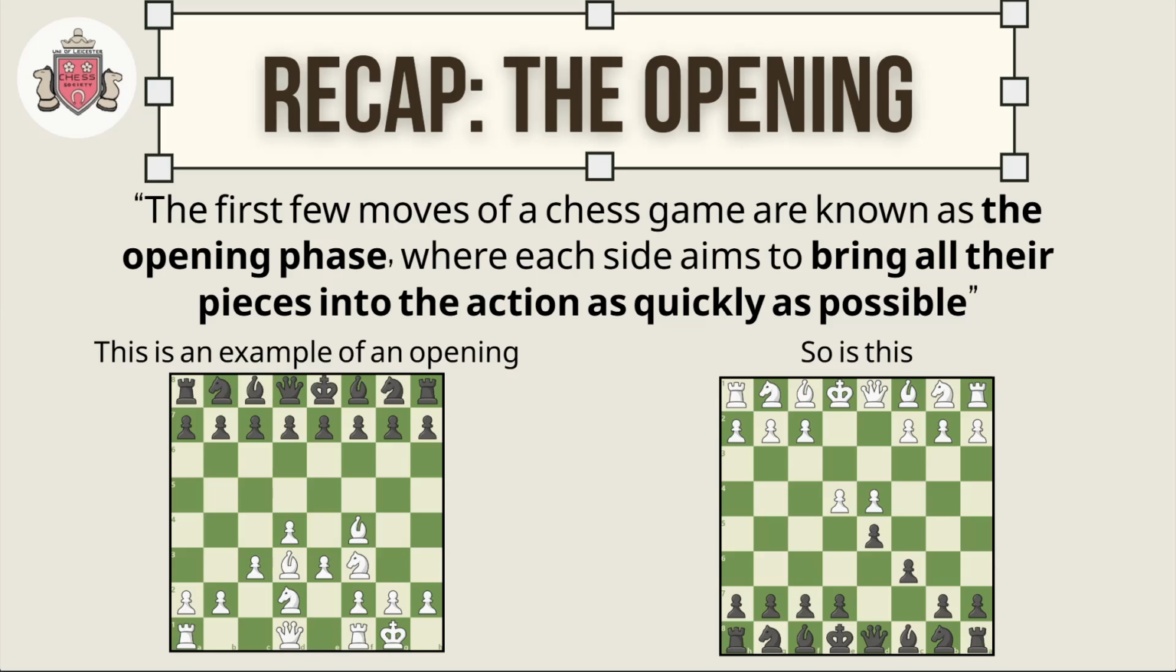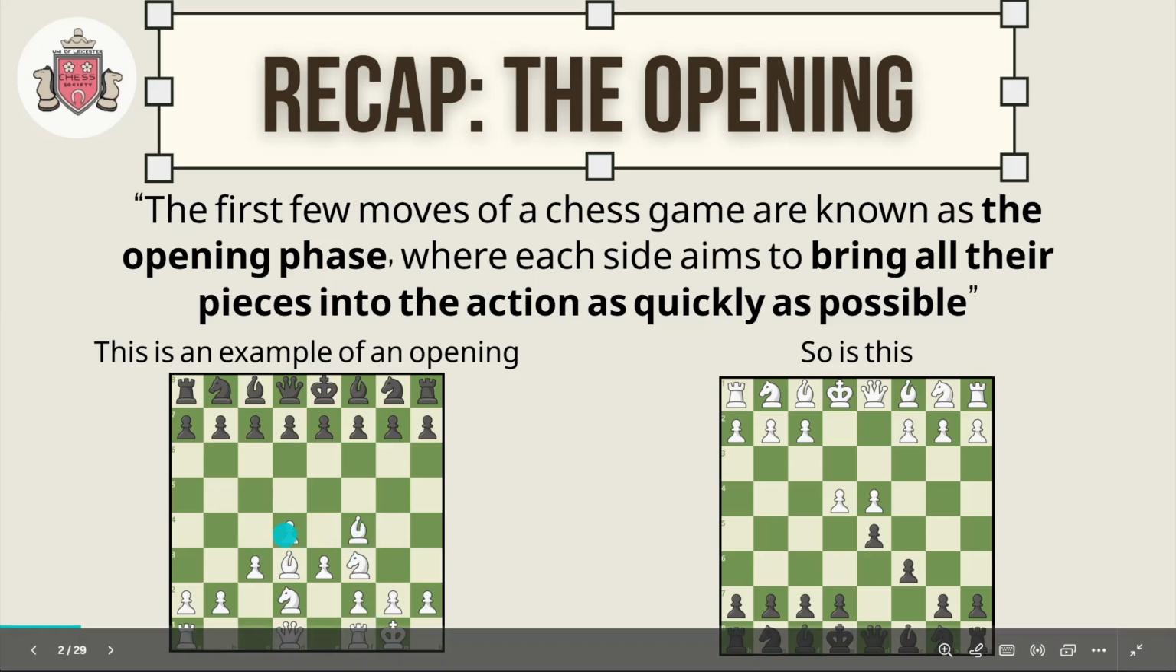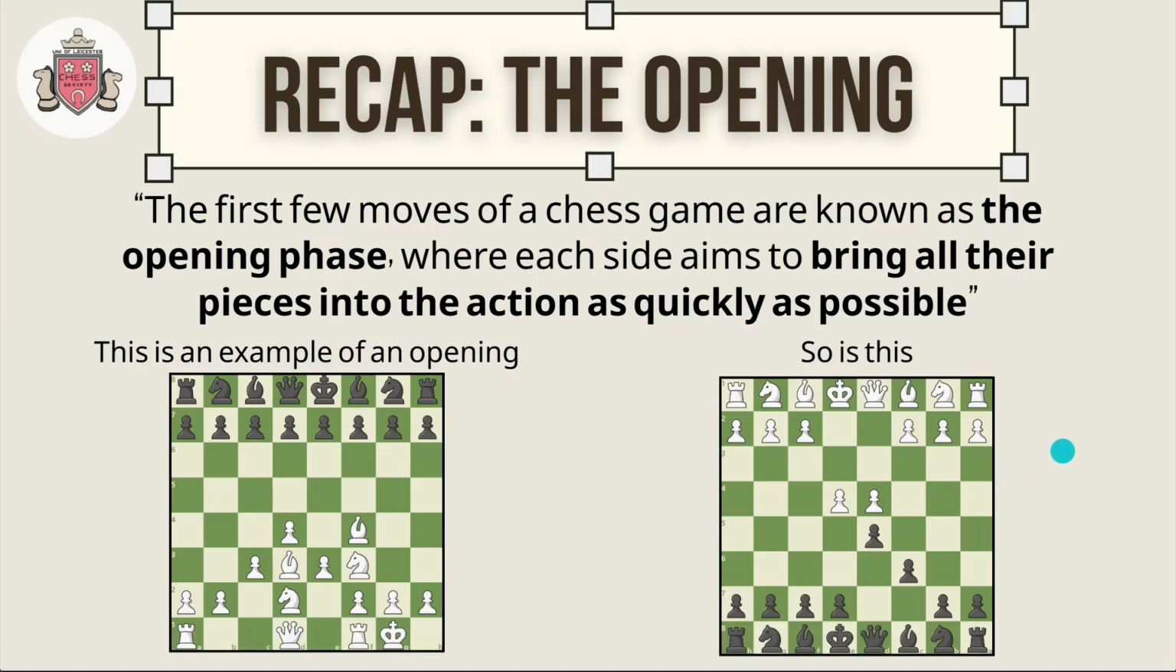Just a reminder of what we did last week, we looked at what the opening was. Essentially, the opening is the first few moves in a chess game, so the first 8 to 10 moves roughly. It can look like this. This is what we're actually learning today, the London system, and this is also another example of an opening. Essentially the goal of the opening is to get as many of your pieces into the game as possible and try and control the center as well.